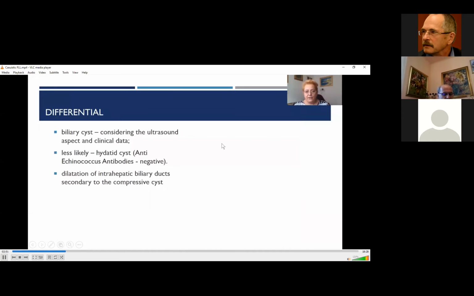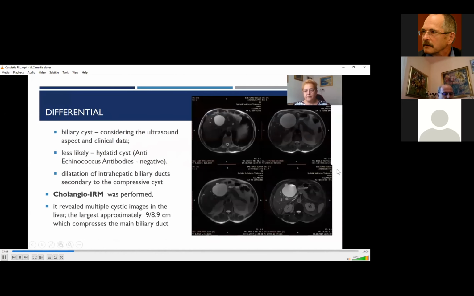Which are the differential diagnoses? Biliary cyst, considering the ultrasound aspect and the clinical data, the thin wall, the anechoic content, less likely a hydatid cyst, and this is also confirmed by the fact that the anti-echinococcus antibodies are negative. And also we have dilated intrahepatic biliary ducts secondary to the compressive cysts.